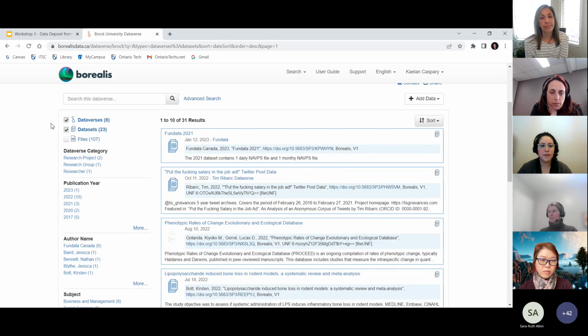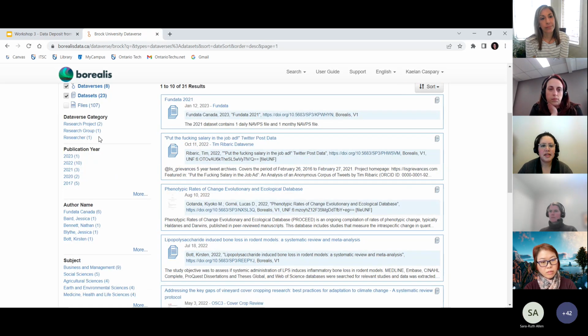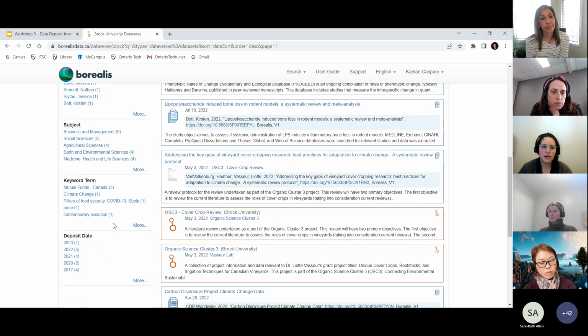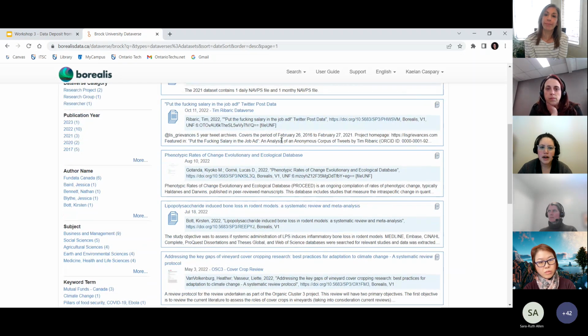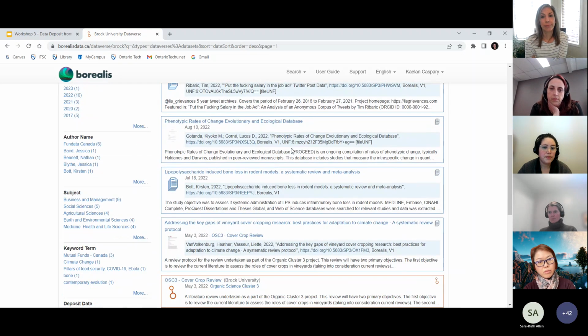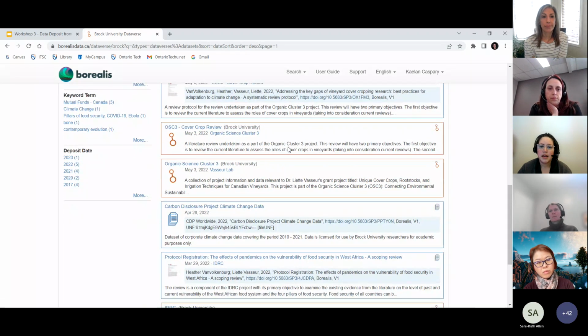You can see on the left, if we look at the organizational structure, there are dataverses that are set up in different datasets, and the dataverse categories are broken down. So we have research projects and research groups. That's the functionality of Borealis. You can look at things however you'd like to: publication year, author name, subjects, keyword terms, and deposit dates. And you can scroll down here and see a variety of different types of data as we go through there.